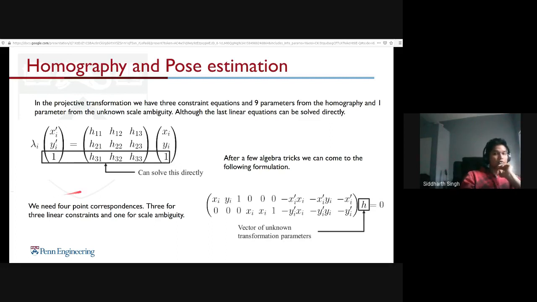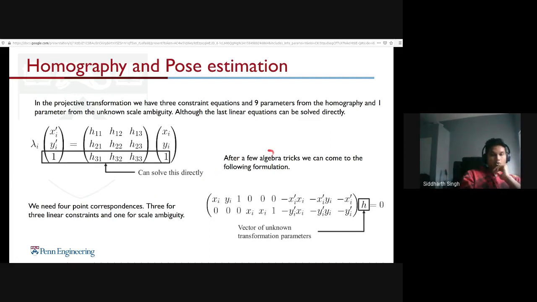When we expand these matrices, we will have three linear equations. This got solved directly, and we'll have one more linear equation which we can solve for this lambda i, right? So 4 point correspondences, 4 linear equations, right?